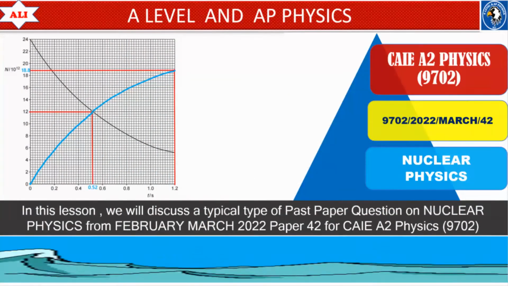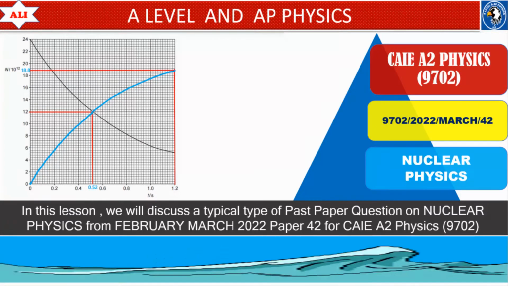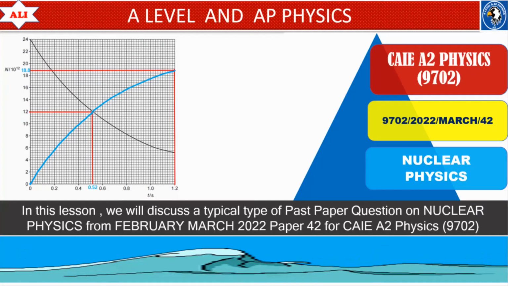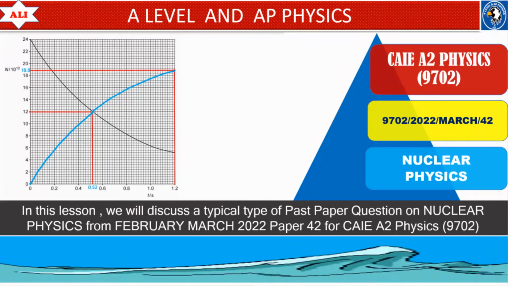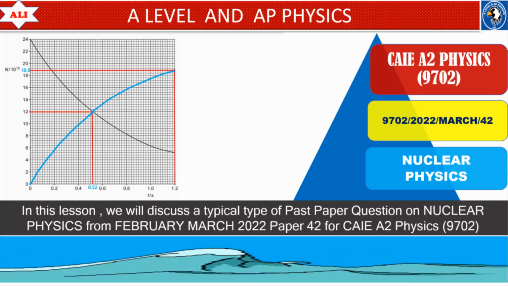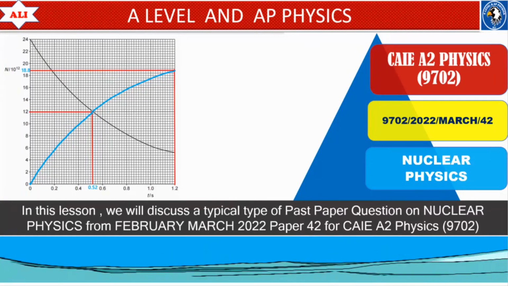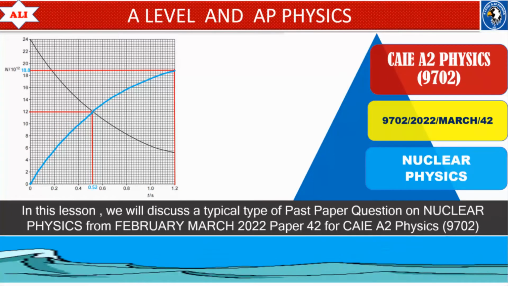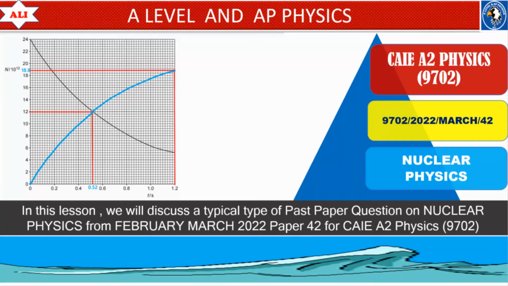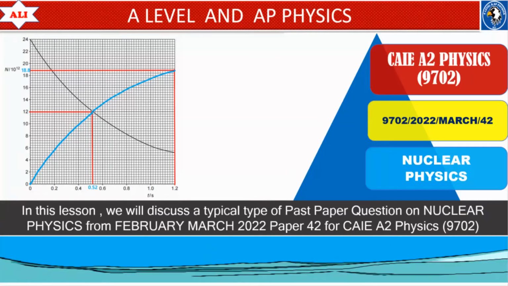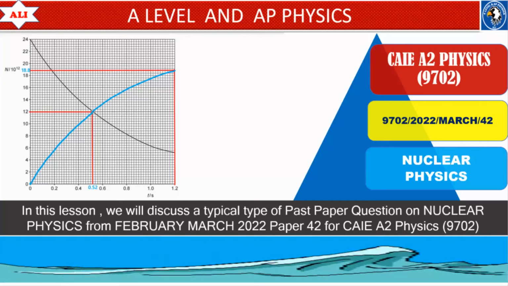In today's lesson, we will discuss a typical type of question on nuclear physics from March 2022, Paper 4, Variant 2. In this question, we will discuss how to complete the nuclear equation for alpha decay, how to calculate nuclear activity, and how to sketch a graph of daughter nuclei against time. At the end of this lesson, we will also discuss how to calculate energy released in a nuclear decay.